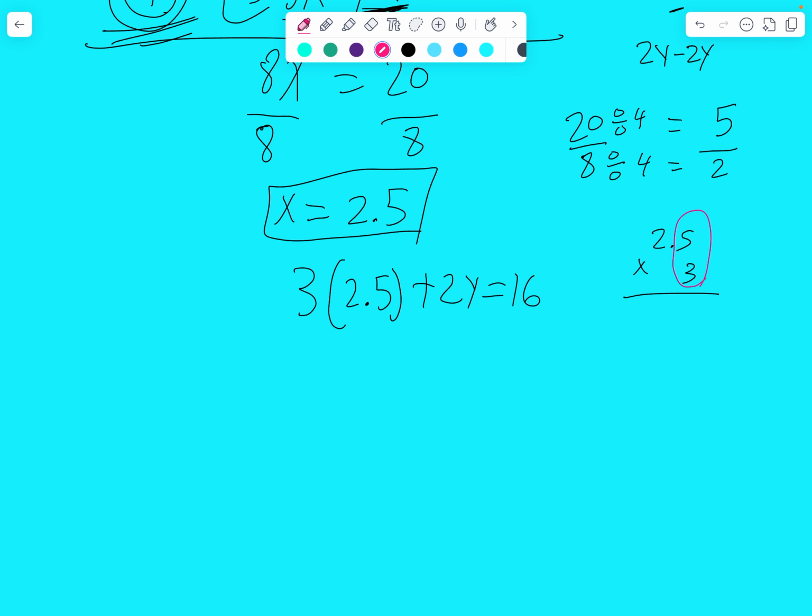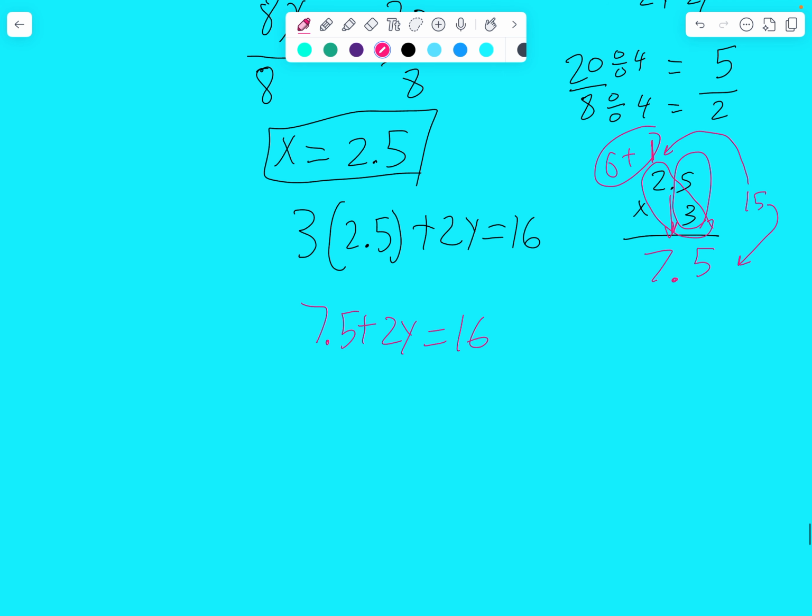What's 5 times 3? 15. 5, the digit on the right goes on the bottom. The first digit goes on top. So you have 3 times 2, which is 6. What's 6 plus 1? 7. Bring down the decimal point. So you got 7.5 plus 2y is equal to 16.